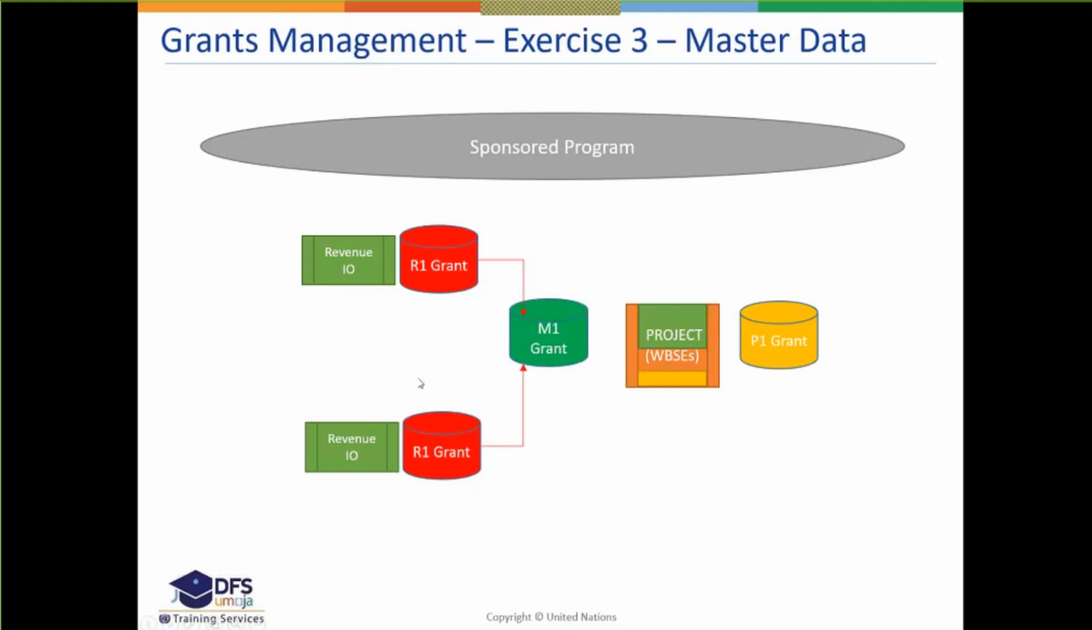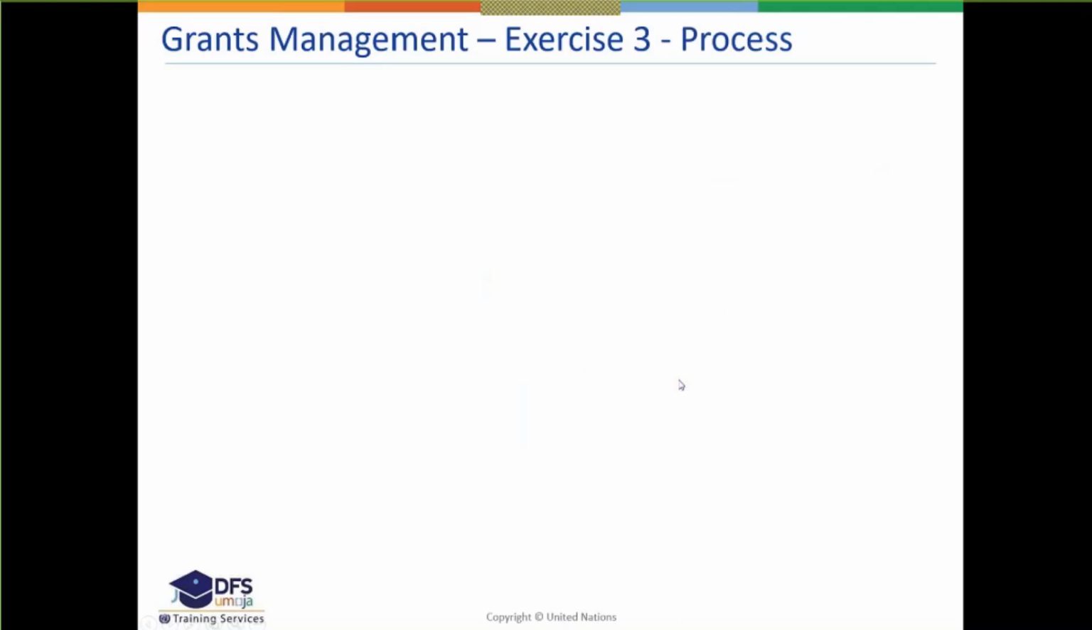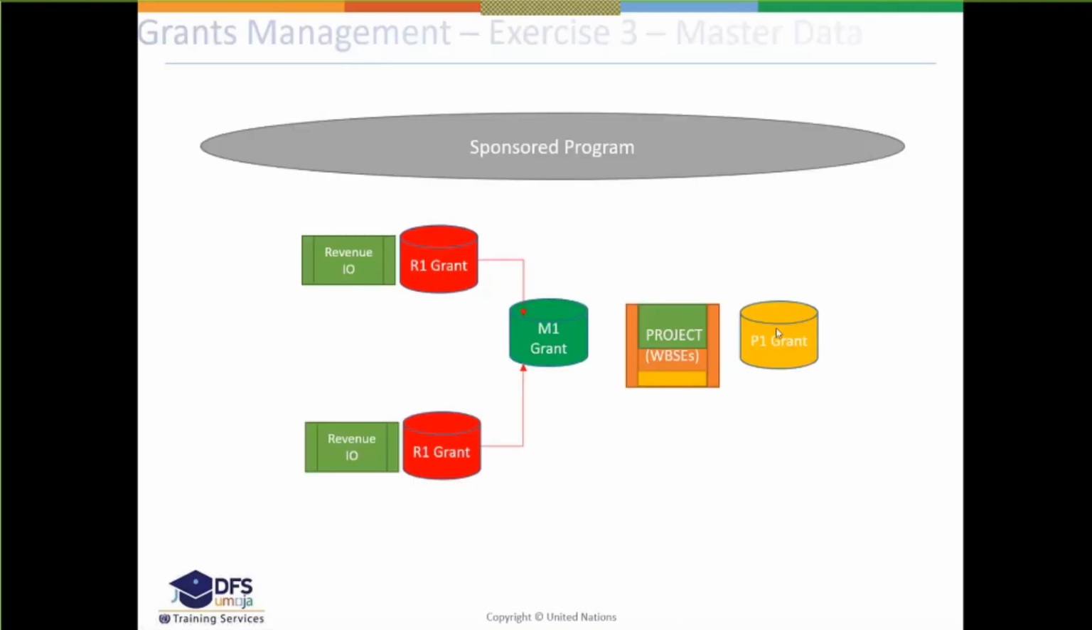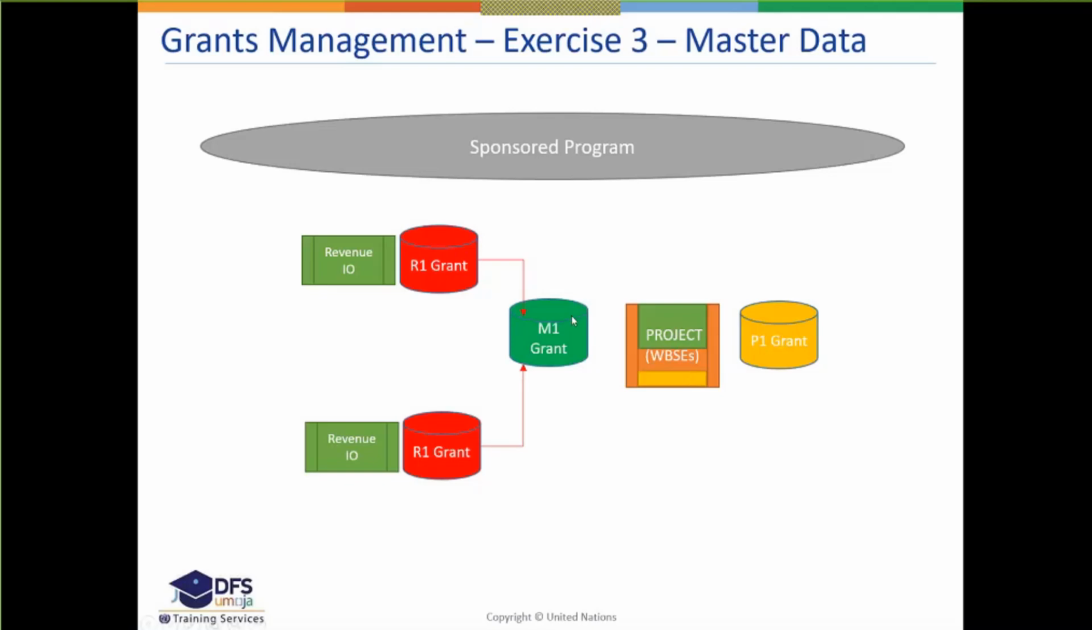Okay, so we have our revenue internal orders to track the revenues coming from both donors, and some WBS elements within this project to track, in some cases, some of the expenditures for the execution of the grant, and a different WBS element to track the part related to the implementing partner. So our grants management objects and our cost objects. Okay?